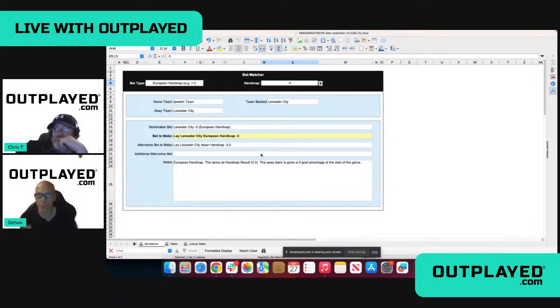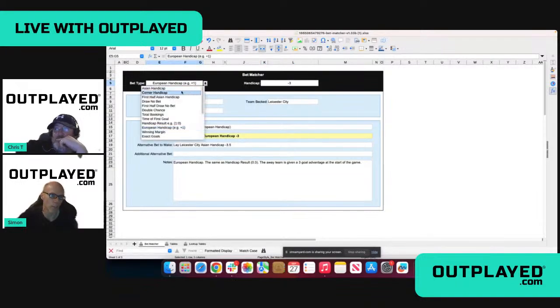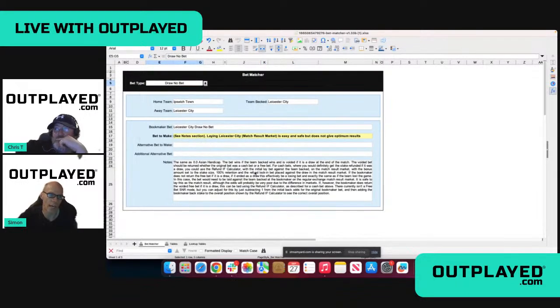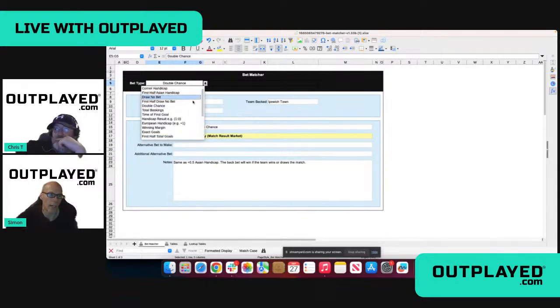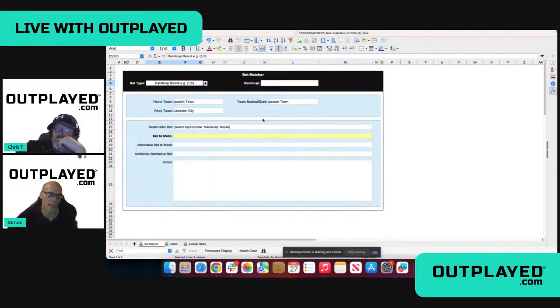Very, very confusing. Probably best to ask us about it, but this exists just to check different bets. You've got different markets as well. Corner handicaps, draw no bets, little notes section at the bottom as well. You can check which team you're going to have, Ipswich or Leicester. And also different ones. You've got double chance. This is a tricky one to get your head around.